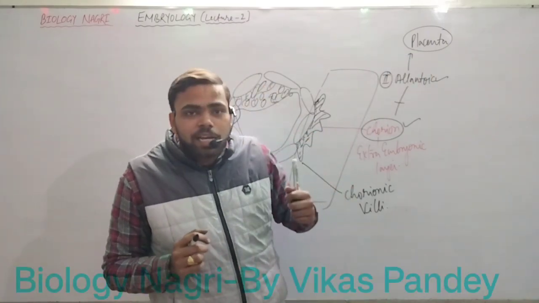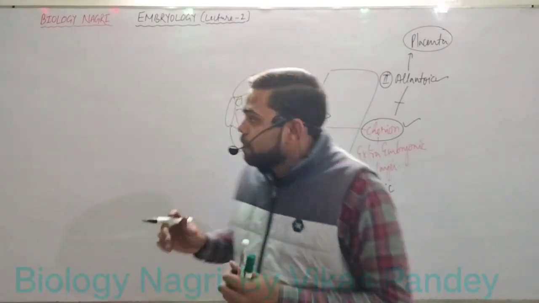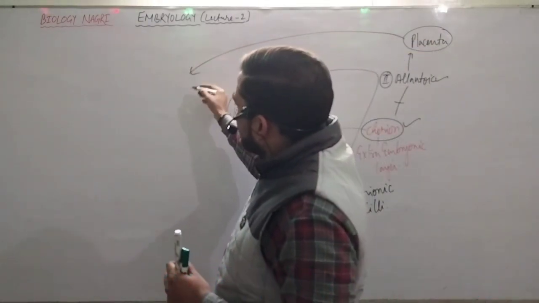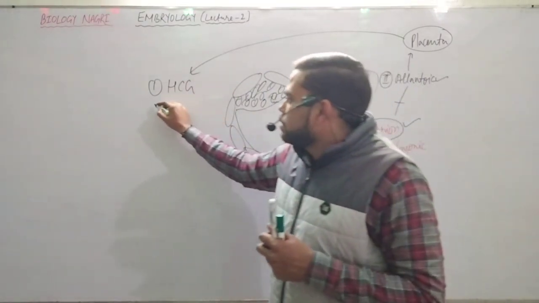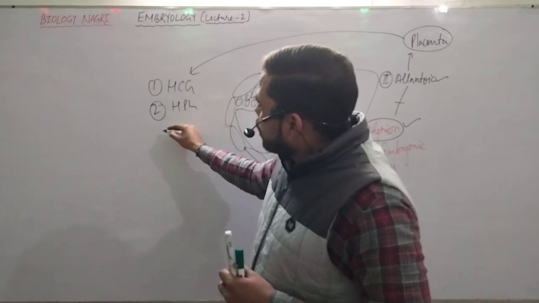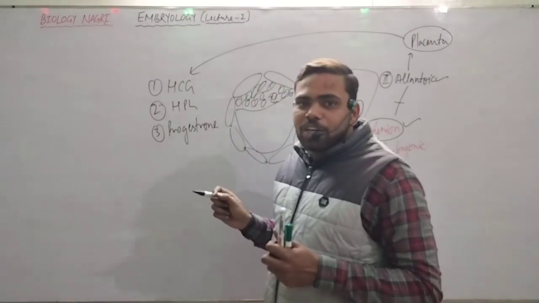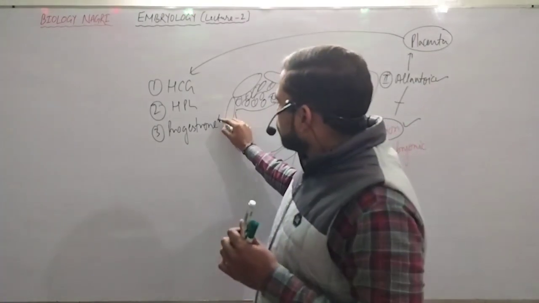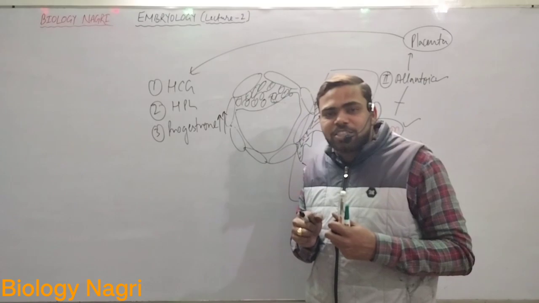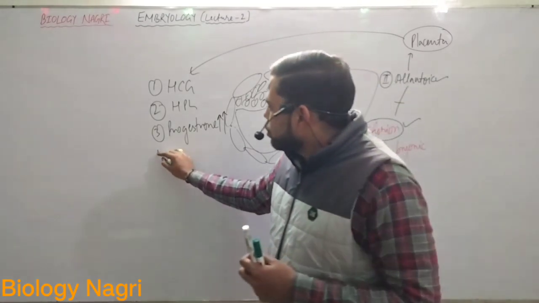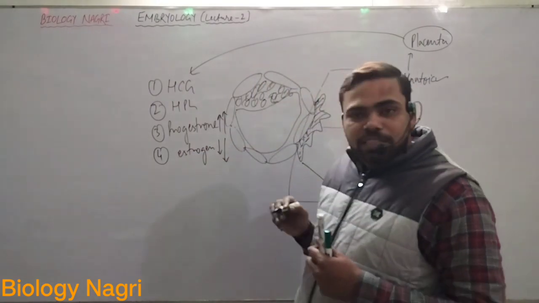Now, the placenta releases 4 hormones of its own, which are HCG, which is human chorionic gonadotropin; second, HPL; third, progesterone. This progesterone is released by the placenta in a very large amount because the excess amount of progesterone leads to the inhibition of myometrial contraction in the female's body. And the fourth one is estrogen, which is released in a small amount by the human placenta.